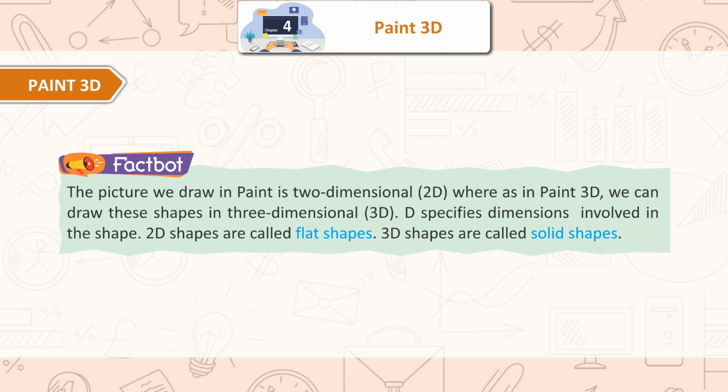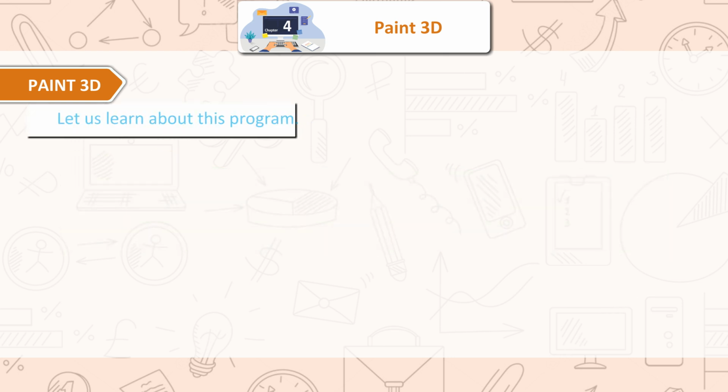2D shapes are called flat shapes. 3D shapes are called solid shapes. Let us learn about this program.